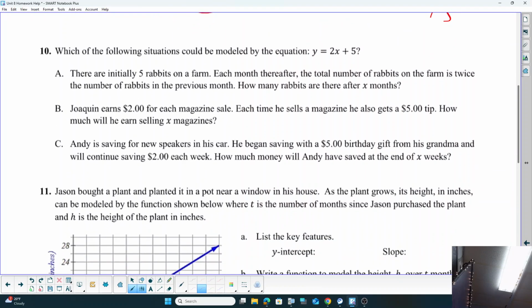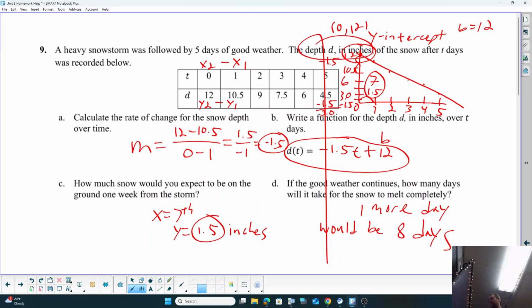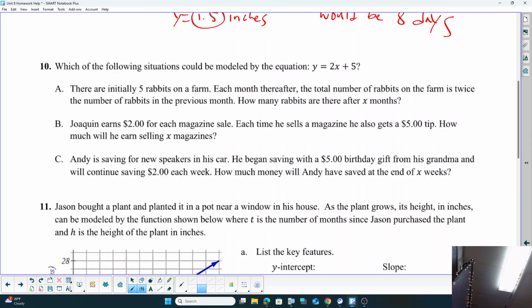Which of the following situations could be modeled by this equation? So which one of these? Here we go. So which one of these do you think?